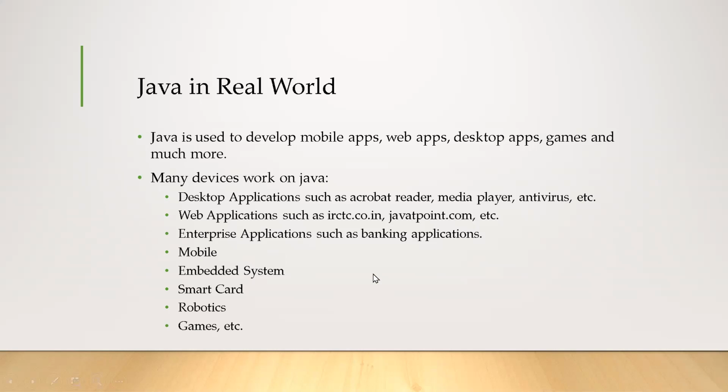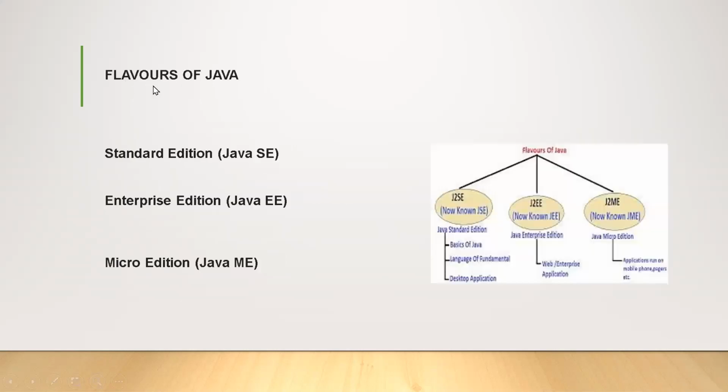Okay, moving on. We have different flavors of Java. What do you mean by flavors? Basically different types of Java. We have three types in Java. First one is called the standard edition, which is part of whatever I teach today and next weekend. Then we have enterprise edition, which is Java EE, and the micro edition, which is Java ME.